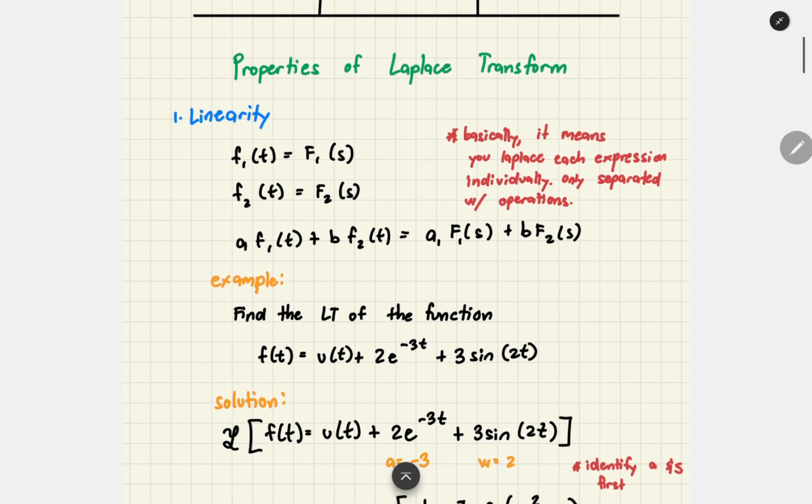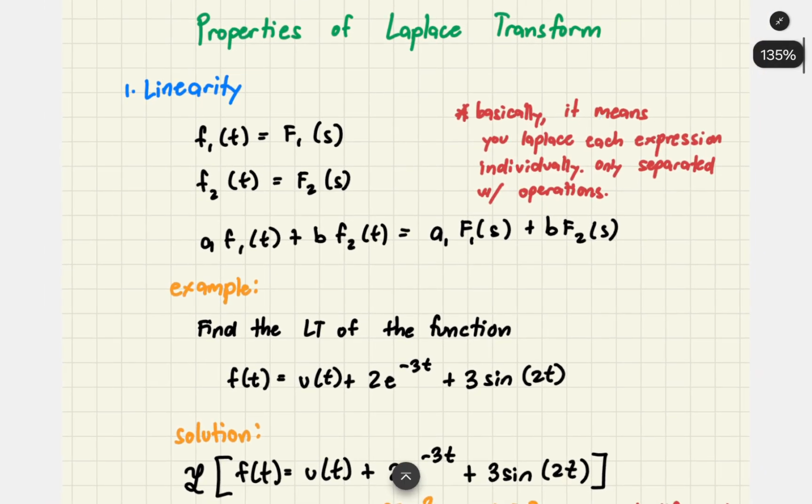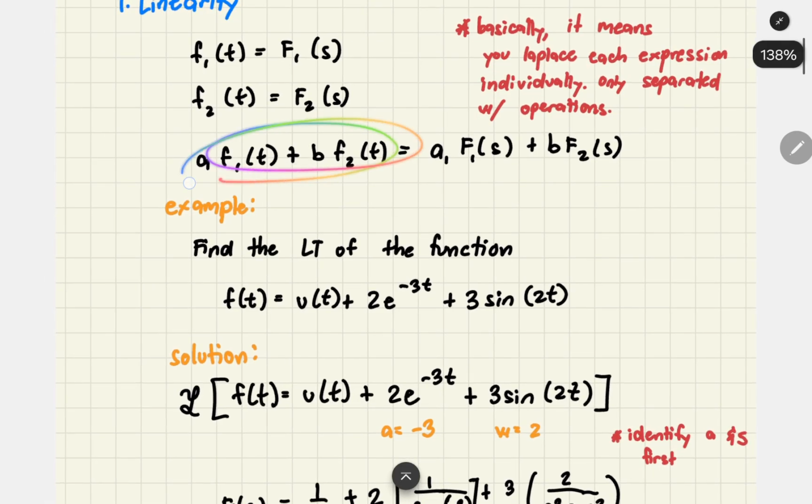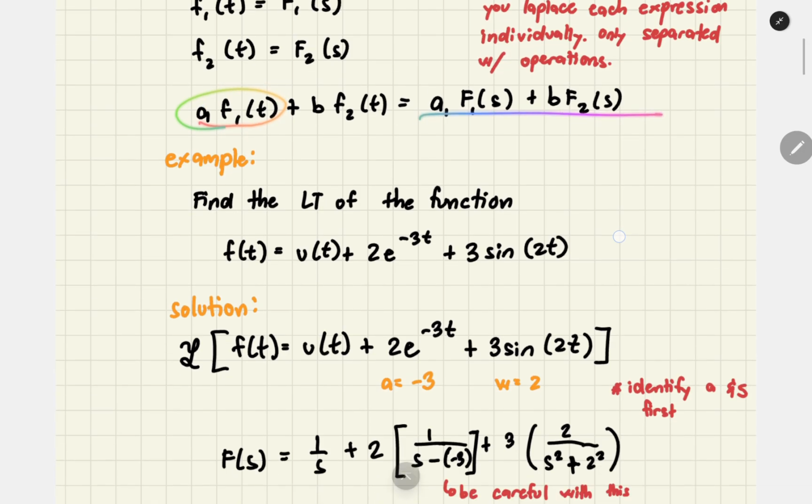Okay, so the properties of Laplace transform are the following. We have first the linearity. When we say linearity, basically it means you Laplace transform each expression individually and they are only separated with operations. So for example here, as you can see, they are separated with addition, right? You convert each expression in Laplace transform individually, as you can see here.